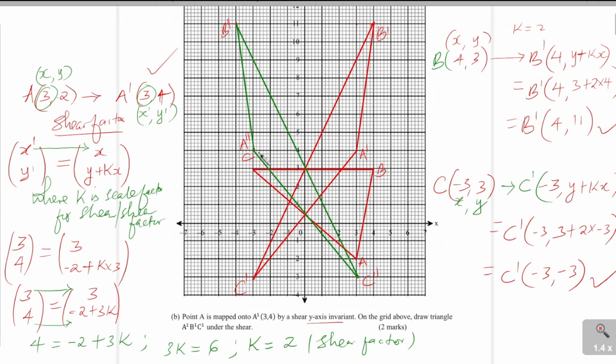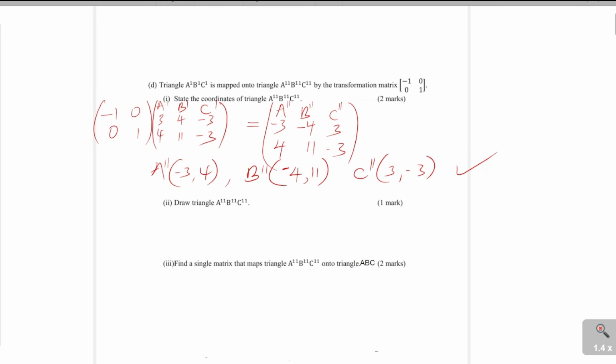So A, here it is, negative 3, 4. Then we have B, negative 4, 11. Then C, 3, negative 3 is there. So we've done that. So that one is done. Then part 3, find a single matrix that maps triangle A double prime, B double prime, C double prime to triangle ABC. So a single matrix.